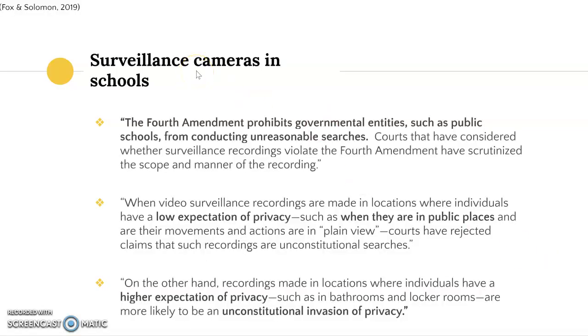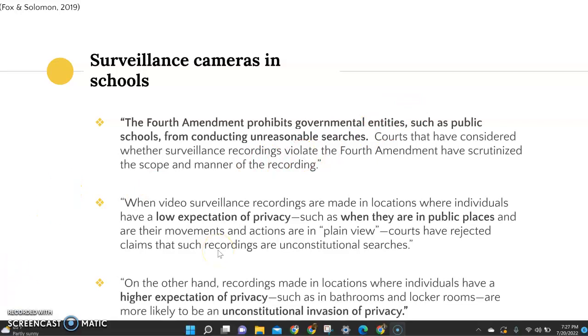Surveillance cameras have been another thing with privacy and student data. There's the Fourth Amendment, which prohibits governmental entities such as public schools from conducting unreasonable searches. So this could maybe fall under surveillance recording, and say that that's an unreasonable search. Some video surveillance could be in a place where there's a low expectation of privacy, such as a public space. That could be just walking down the hall, when actions are in plain view, that kind of thing.